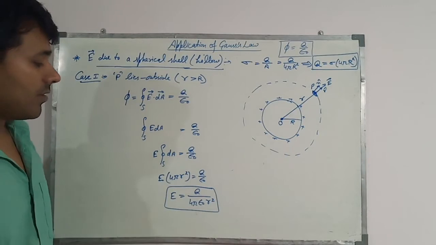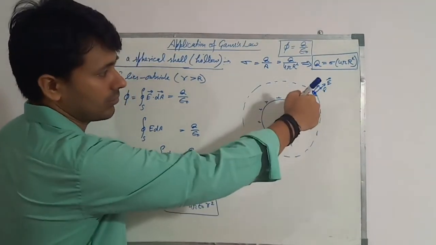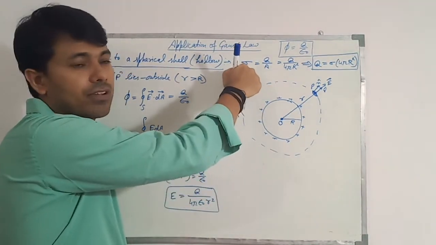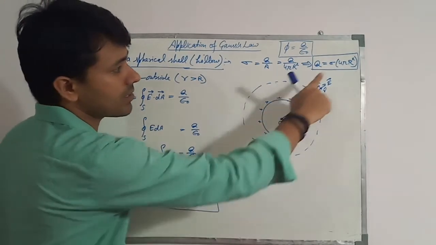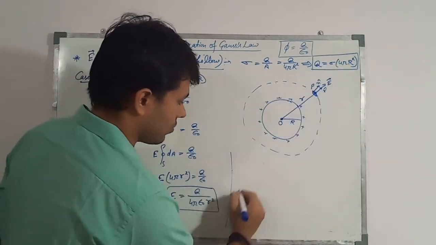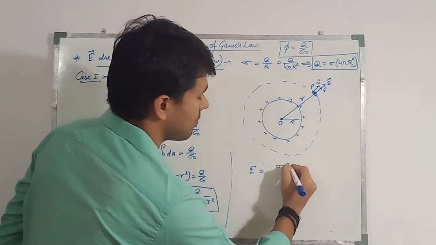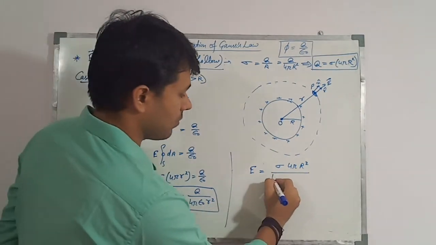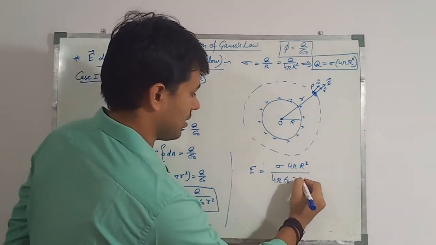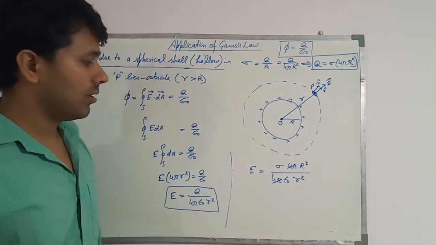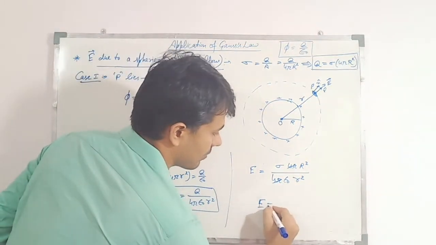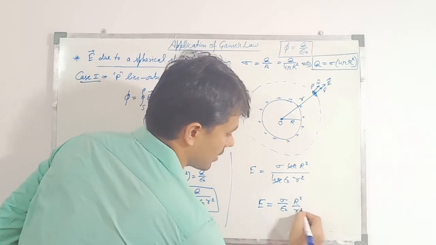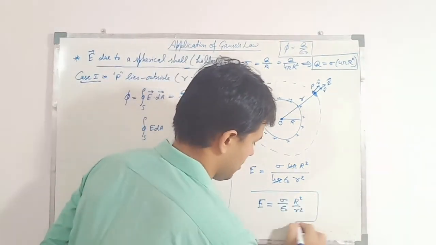This is our electric field in the direction of radially outward, r cap. But here we have been given a surface charge distribution. According to this, q is replaced by sigma 4 pi R square. So the electric field is sigma 4 pi R square upon 4 pi epsilon naught r square. The 4 pi cancel out. So we can write the electric field is equal to sigma upon epsilon naught, R square upon r square. This is the electric field.